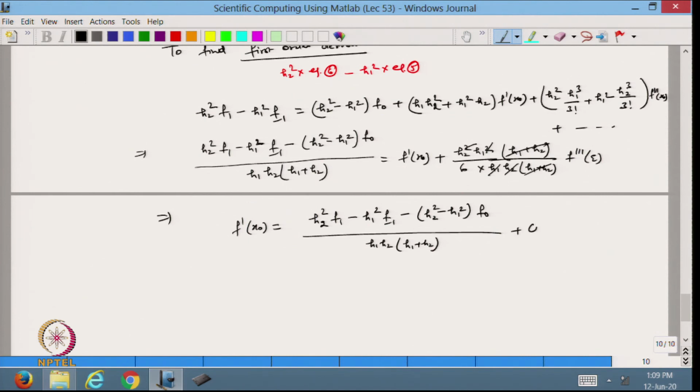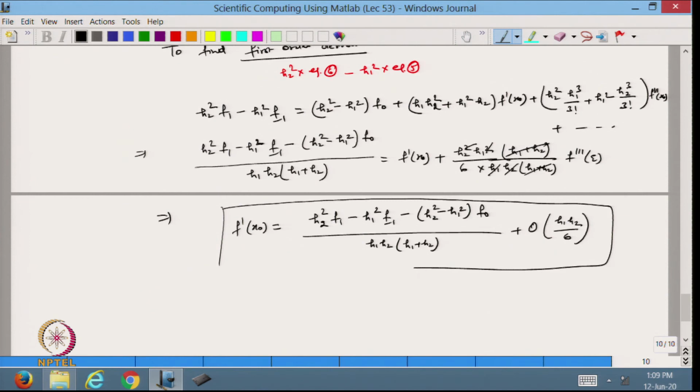plus, this is of order h1 into h2 by 6, you can write down. So that is the expression, central difference expression for the first order derivative for unequispaced data.